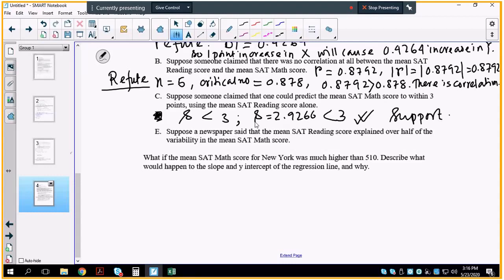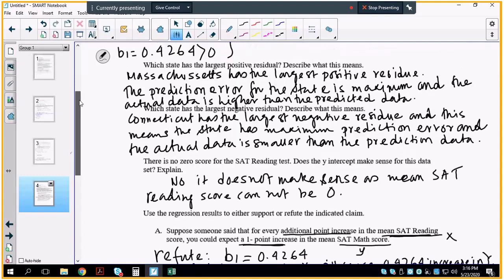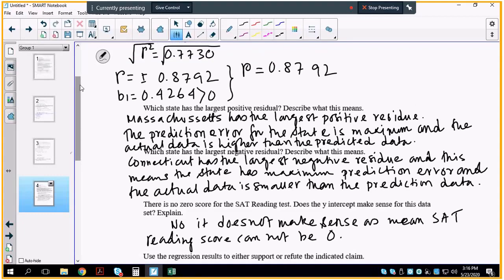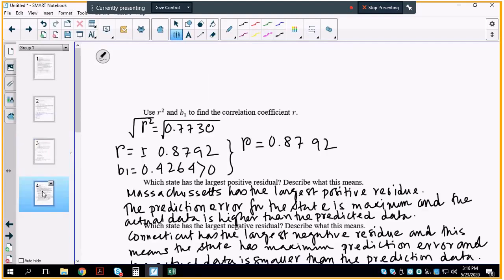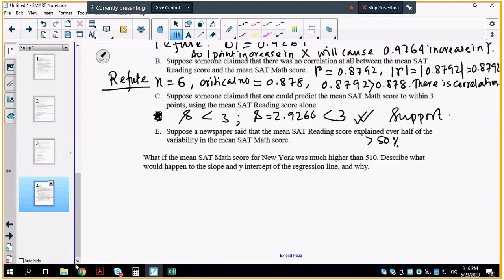Suppose a newspaper said that the mean SAT reading score explained over half of the variability. So greater than 50% of the reasons of variability are explained by mean SAT reading score. Is it true or not? Well, how much did we find out? In the interpretation of R square, we found it explains 77.3% of the variability. So that's more than 50% for sure. So yes, 77.3% is more than 50%. So we are good. We support this statement made by the newspaper.